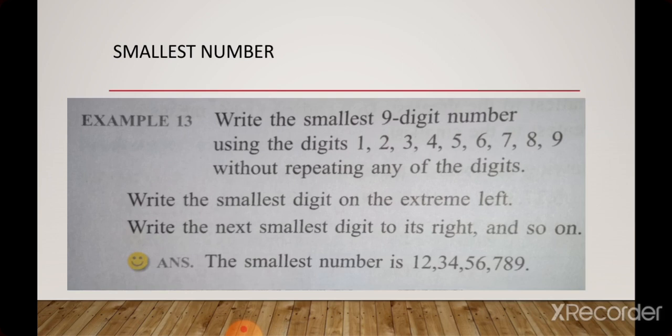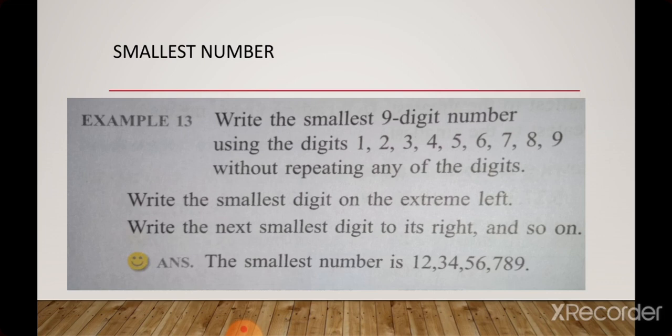Smallest number: for this you should write the digits according to smallest to biggest. So write the smallest 9 digit number using the digits 1, 2, 3, 4, 5, 6, 7, 8, 9 without repeating any of the digits. So write the smallest digit on the extreme left. The smallest digit is 1. Write the next smallest digits to its right, and so on.